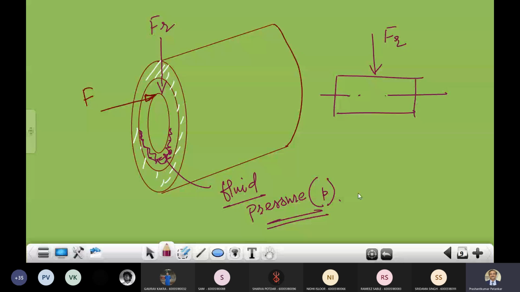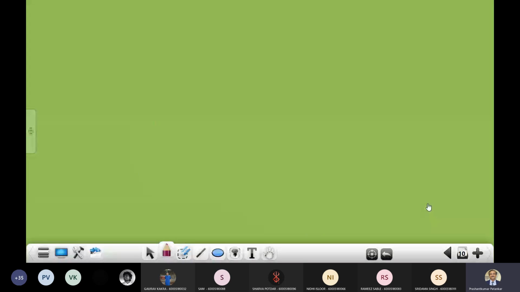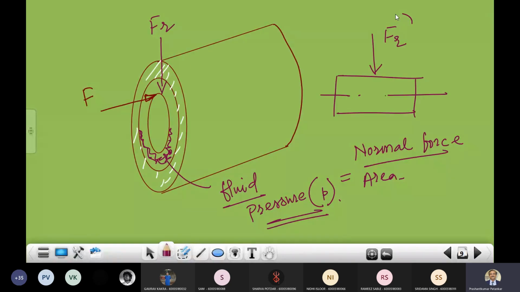So we know that pressure is always equal to normal force per unit area, isn't it? Normal force per unit area. What do you say, bachcha log? Yes, sir. So in that particular case, which is my normal force? This normal force is nothing but your Fr, right? That is your Fr in this particular case.